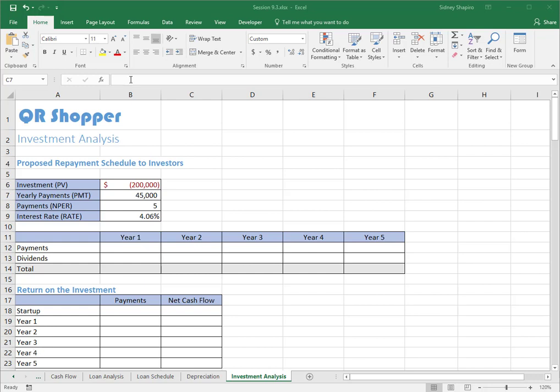Okay, so let's take a look at that. In cell B12, so we're in year 1 for payments. We're going to put in equals B7, and we'll hit F4 and put that in dollar signs. All right, so we have the 45,000. Then we're going to copy B12 out to F12, like that.